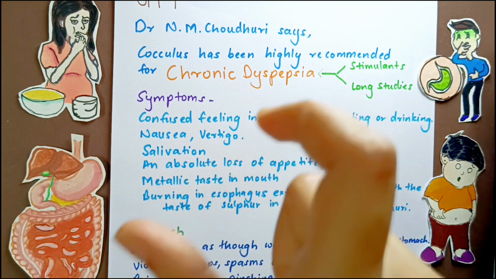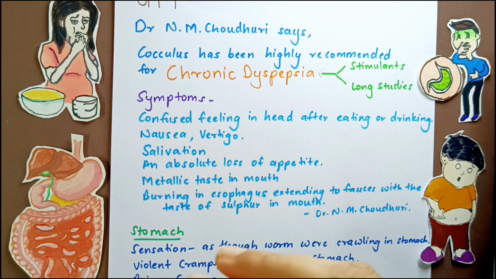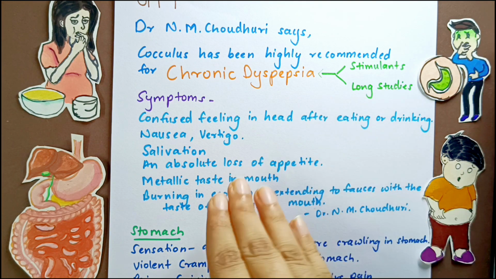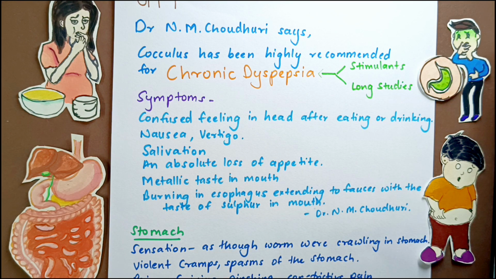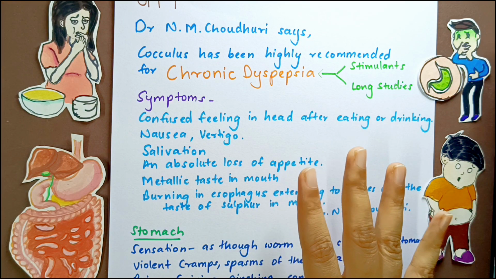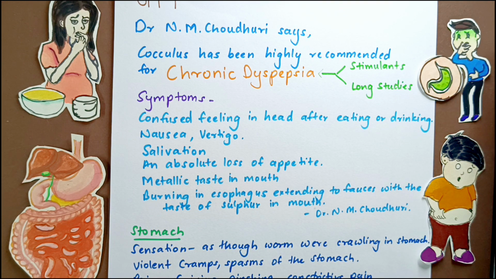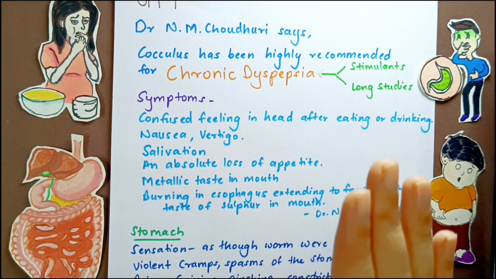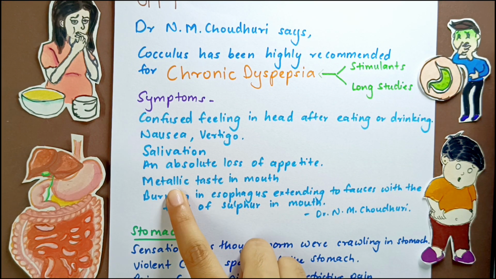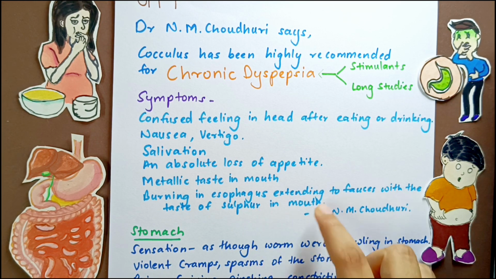And that want of appetite, that trouble of Cocculus, is not just that there's loss, but why this loss? Why is this patient not feeling hungry or not wanting to eat? That is because there is an eternal aversion to food. And why is there an eternal aversion to food? That is because even the smell or thought of food is going to give them nausea. So they don't want to eat because that will give them nausea, and that is why they go into this complete want of appetite. They do not want to eat at all. That is what Dr. N.M. Choudhuri tells us. There's metallic taste in mouth, burning in esophagus, extending to fauces with the taste of sulfur in mouth.